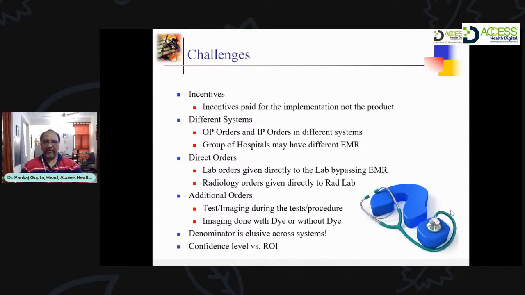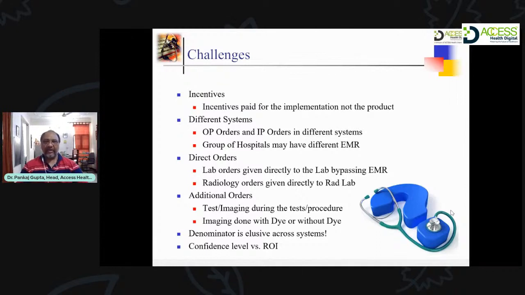Group of hospitals. When there is a group of hospitals and each hospital has a different HIS system, again the databases are not common, the EMRs are not common, so enough intelligence or enough data is not available for the clinical decision support system to throw errors or point out that here are duplicate orders, or here are allergies, because these are different EMRs, even though the hospitals may be co-located.